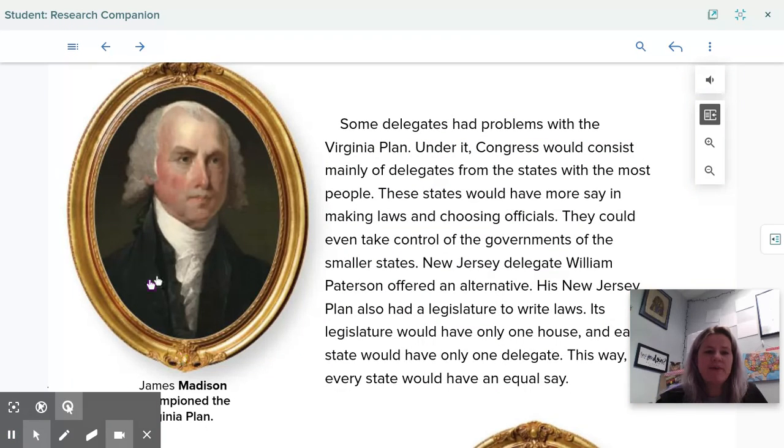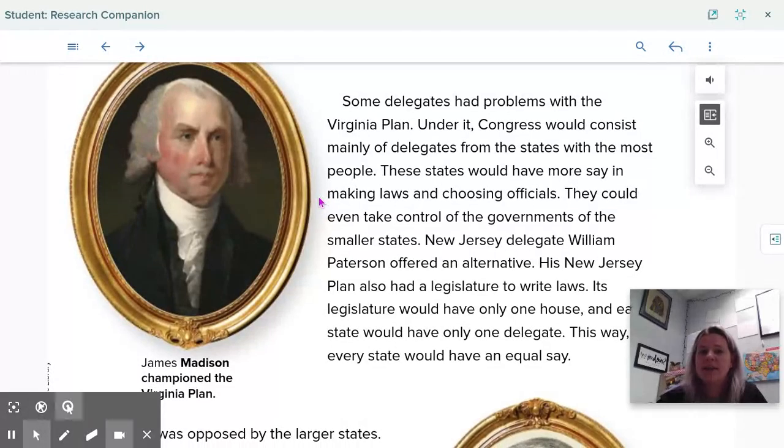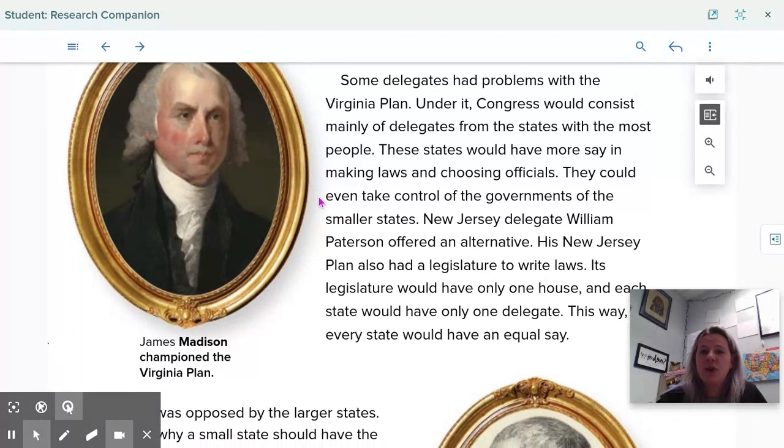All right, so here we have James Madison, who championed, or kind of came up with, the Virginia Plan. Some delegates had problems with the Virginia Plan. Under it, Congress would consist mainly of delegates from the states with the most people. These states would have more say in making laws and choosing officials. They could even take control of the governments of the smaller states.